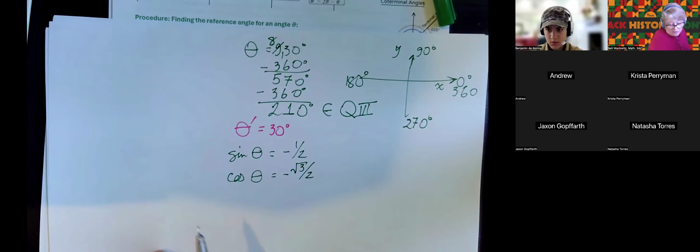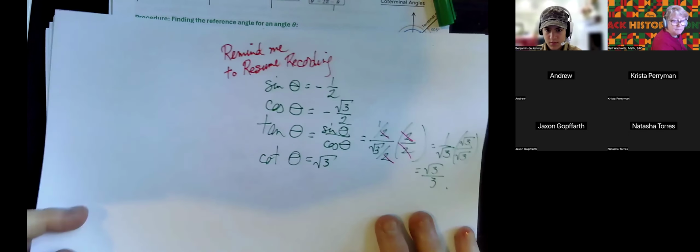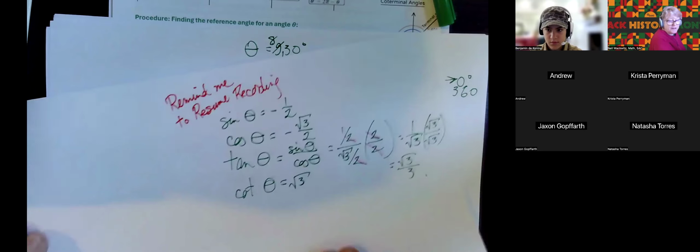These are the same values that we got before. Okay, so everything is going to be the same. That's kind of boring. I'll make sure that doesn't happen in the future.